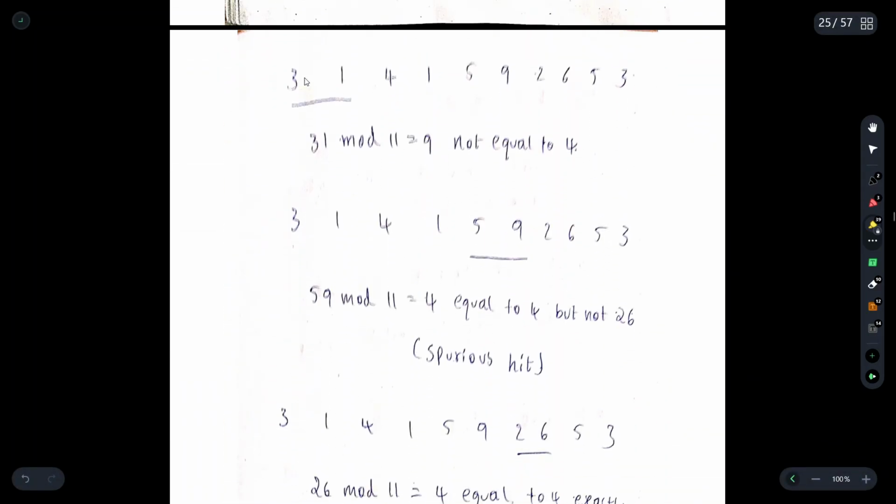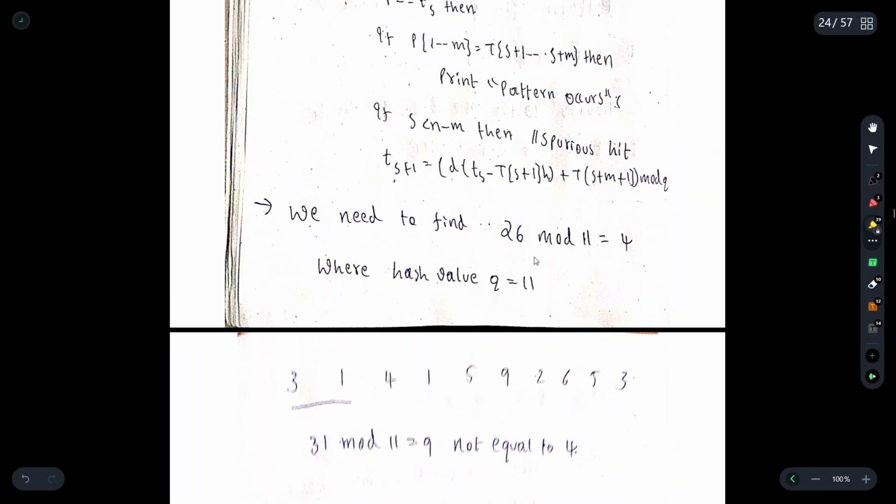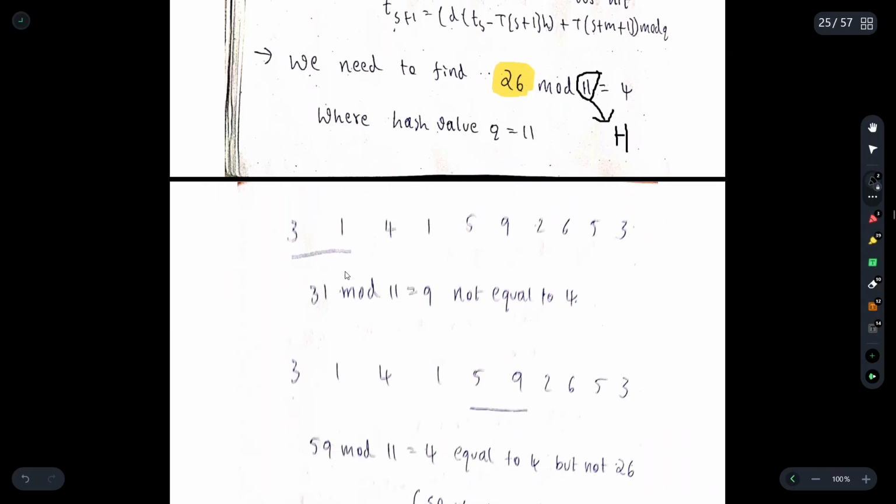So here this is a pattern, these are the set of numbers, and we need to find 26. So 26 needs to be found, and this is my hash value. 11 is my hash value. So I will divide the number by this 11, and I will get some remainder. If we get this remainder, then we can say that we found the value.